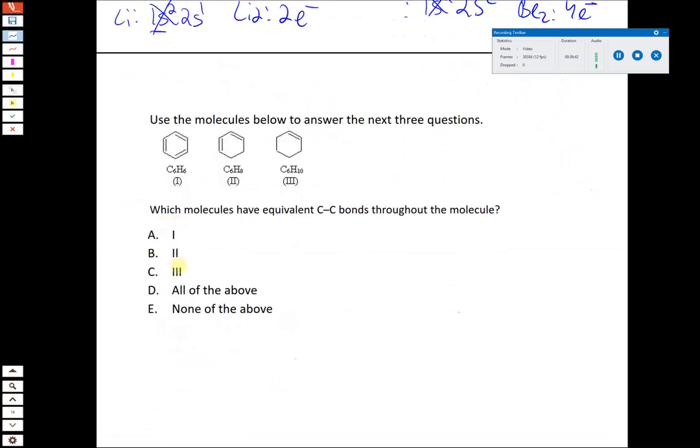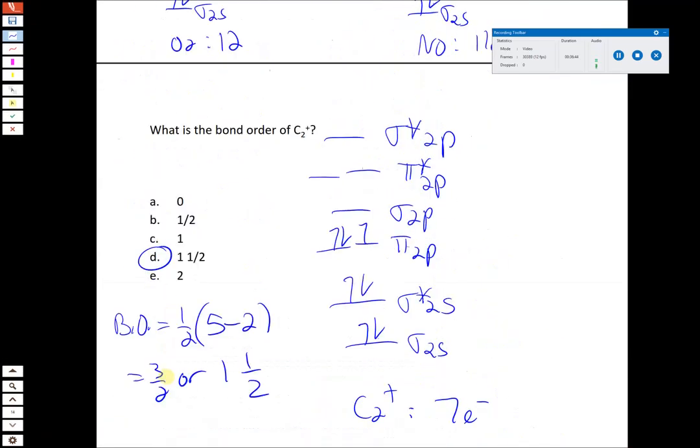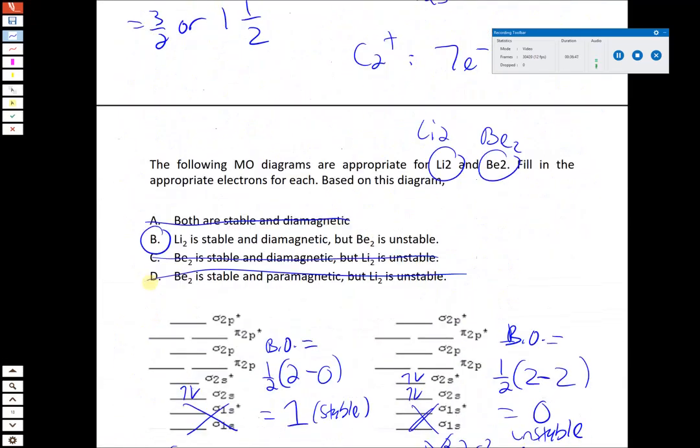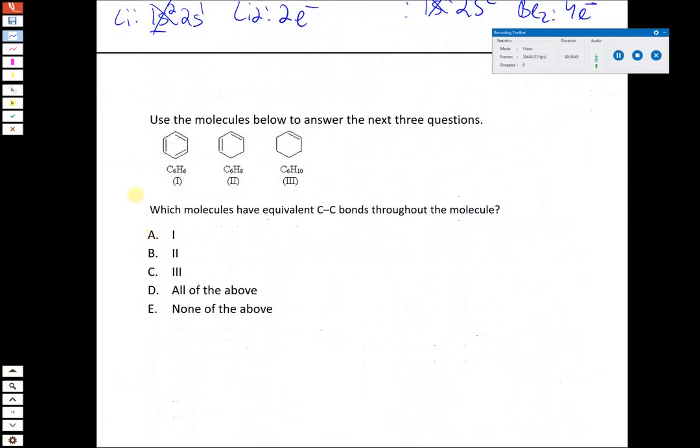Alright, and then finally the last one that I want to go through: use the molecules below to answer the next 3 questions. There's only one question here. Which molecules have equivalent CC bonds? This is in some sense more of a definition question than anything. It's just wanting to know which one of these has equivalent bonds.